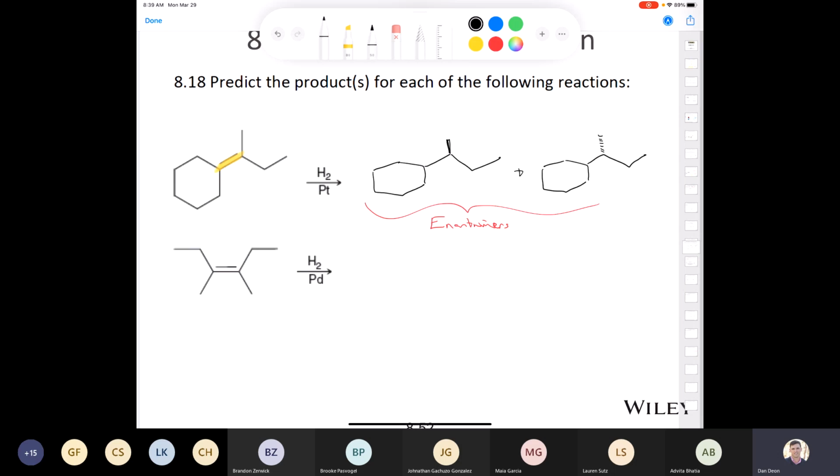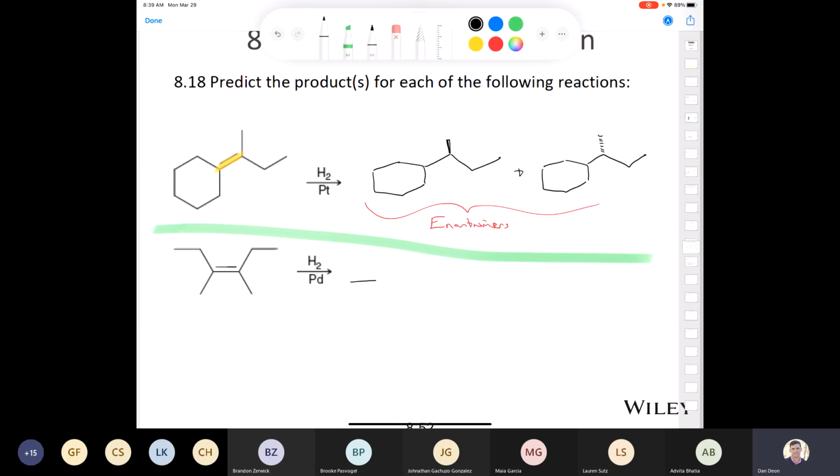Okay, there we go. I've got a question for you guys. Let's see who's on their toes, and this is not an easy question. Could anybody tell me how many products you're going to get from the hydrogenation of this alkene down at the bottom? How many products? Patty, how many products do we get? Yeah. Why? Yeah, that's right. It's a meso compound. Good. I'm glad you guys were able to figure that out.